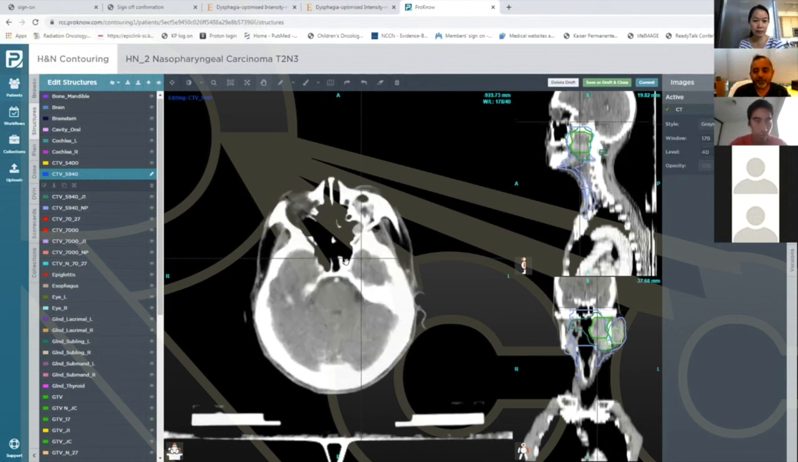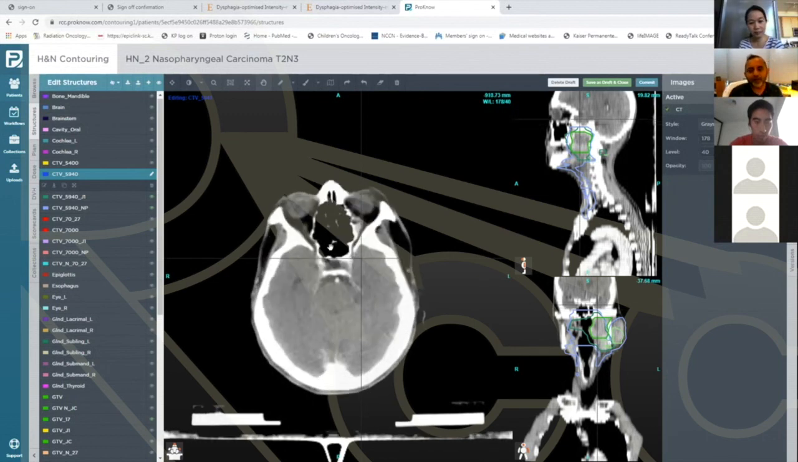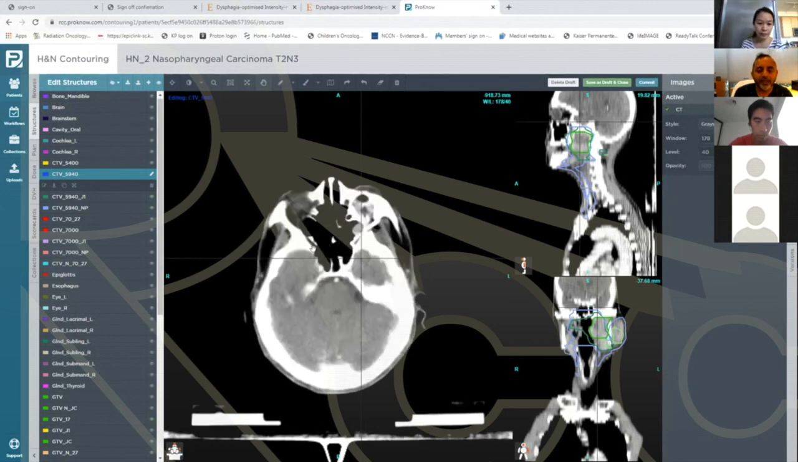So for this patient, I would have called this a T3 personally, and I would have started a little bit higher. I would have, in this patient, treated bilateral cavernous sinus. I would have treated the posterior half of the ethmoid sinus, and then certainly treated all of the sphenoid sinus right here.